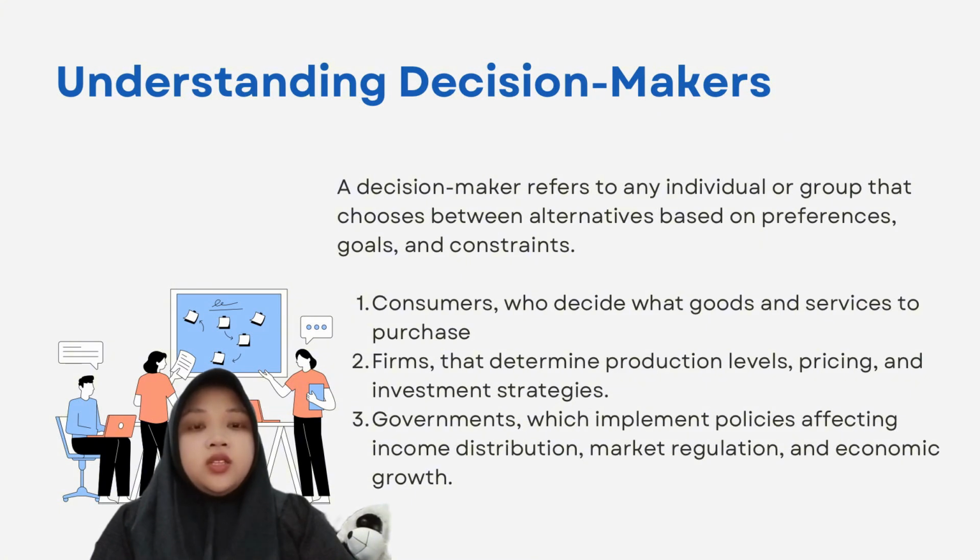Understanding decision makers. A decision maker refers to any individual or group that chooses between alternatives based on preference, goals, and constraints. Customers decide what goods and services to purchase. Firms determine product levels, pricing, and investment strategies. Government implements policies affecting income distribution, market regulation, and economic growth. These decisions can be based on rationality, where actors weigh cost and benefit to maximize utility or profit.